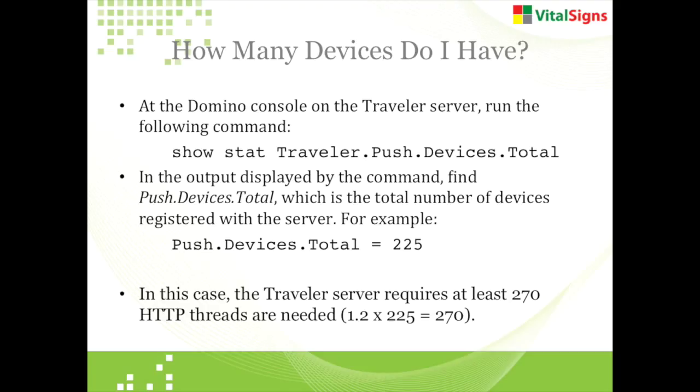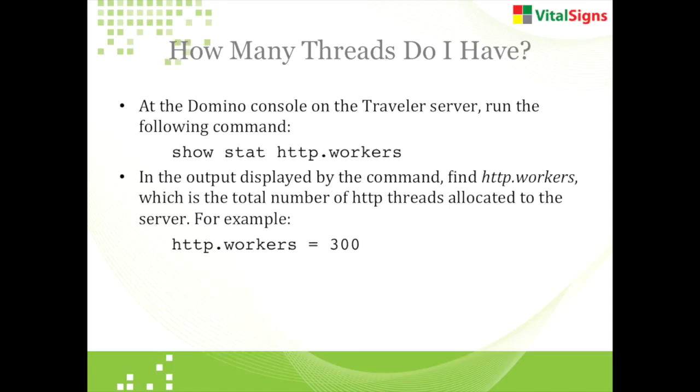So to know whether you have enough HTTP threads, you first have to know how many devices you have. And you can figure this out by going to the Domino console on the Traveler server and running the following command. That is show stat traveler.push.devices.total. And in the output that follows, you'll see something like this. Push.devices.total equals 225. So if this was the case of your server, your Traveler server would need 270 HTTP threads to service 225 devices, because 1.2 times 225 equals 270.